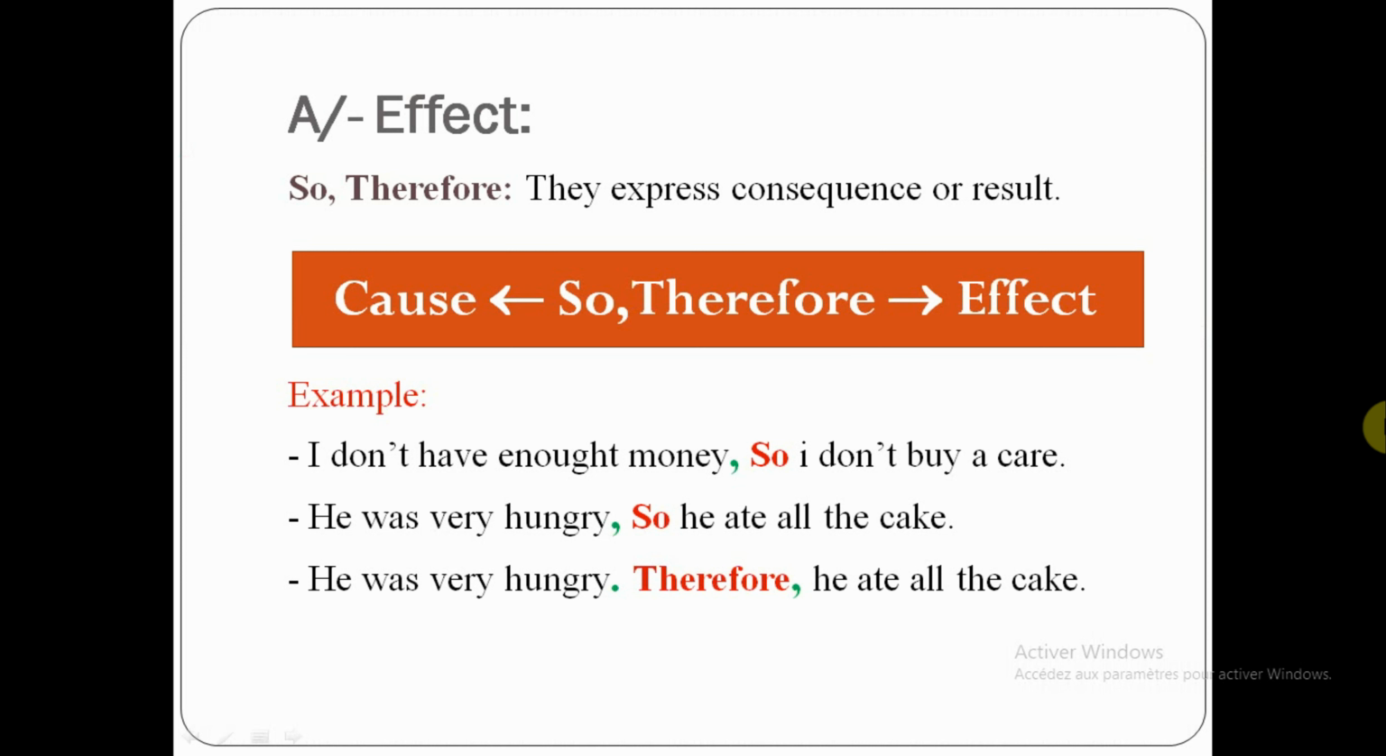About the therefore, we have another punctuation, which is a point or a period. We have a period before the first sentence, which is the cause. He was very hungry. And we have therefore, comma, he ate all the cake. So therefore is preceded by a full stop, the cause and a full stop.